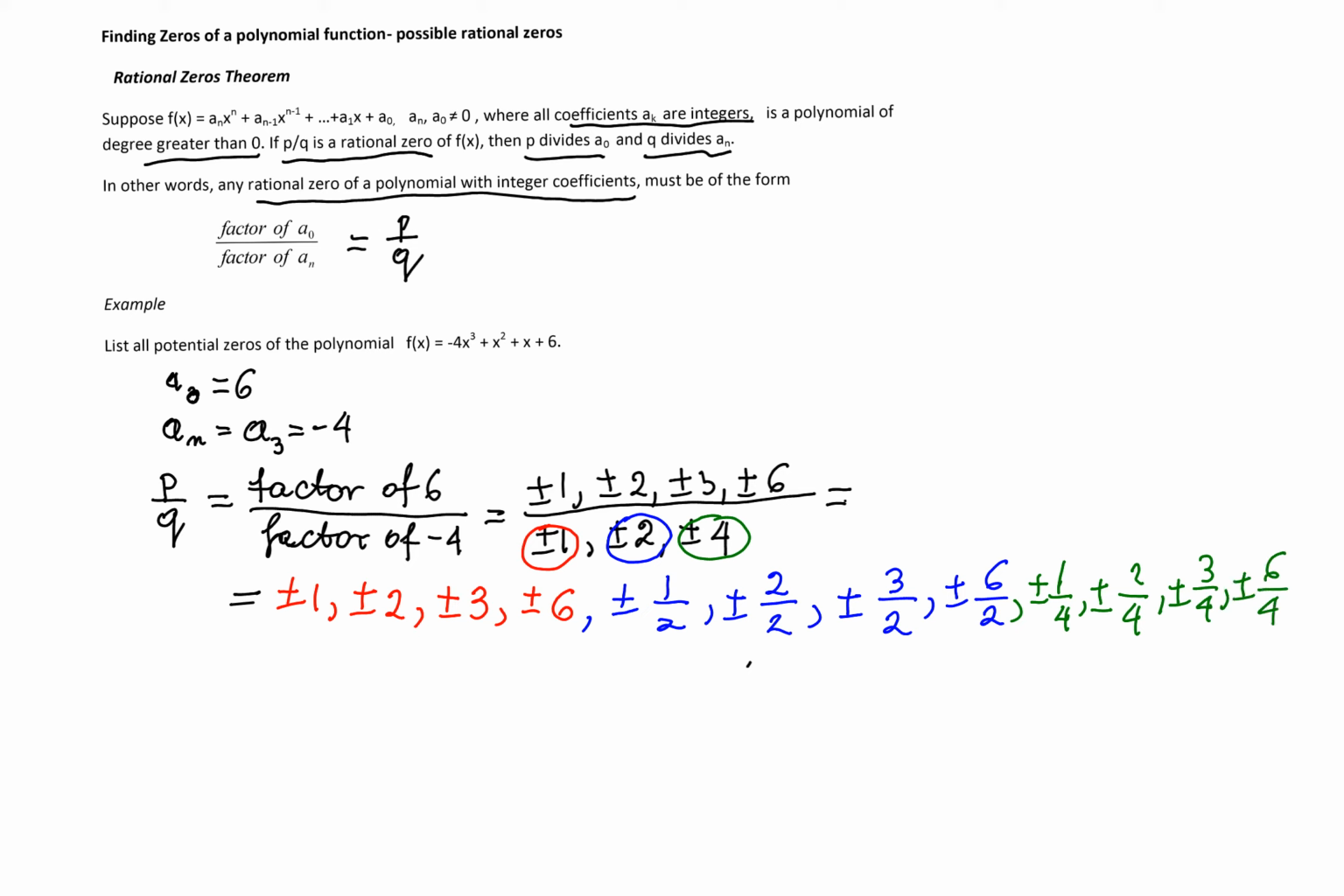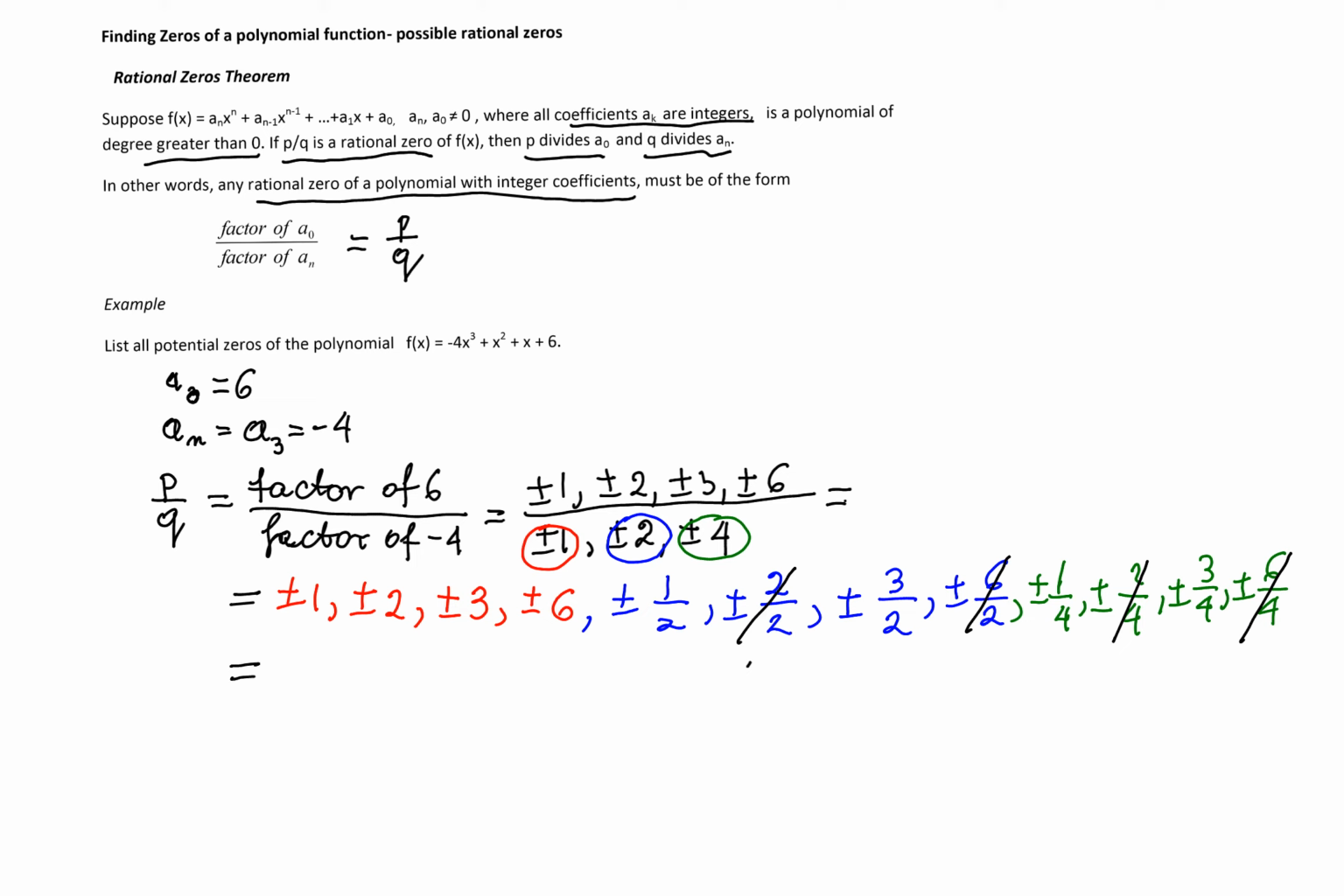If you look at those numbers, some of them are going to repeat. For example, 2/2 is 1, 6/2 is 3, 2/4 is 1/2, which is already present, and 3/4 is 3/4, which is not present there, but 6/4 is simply 3/2, so we are not going to rewrite it again.